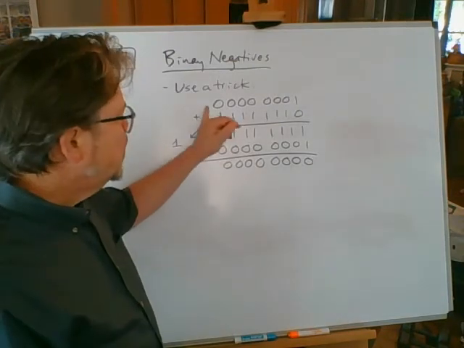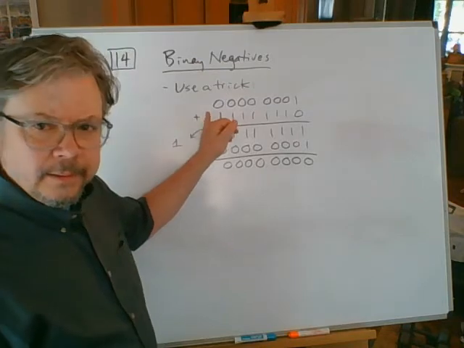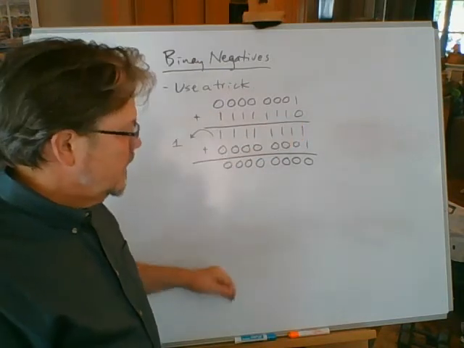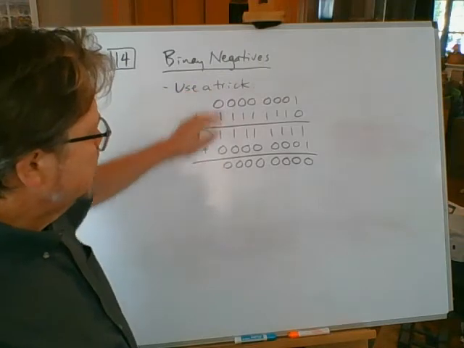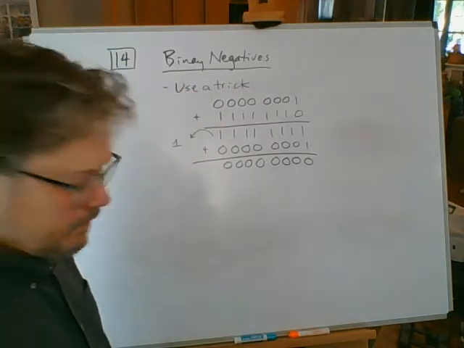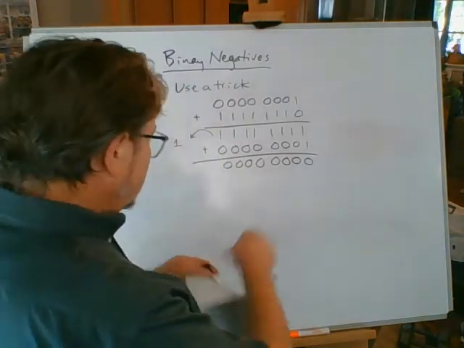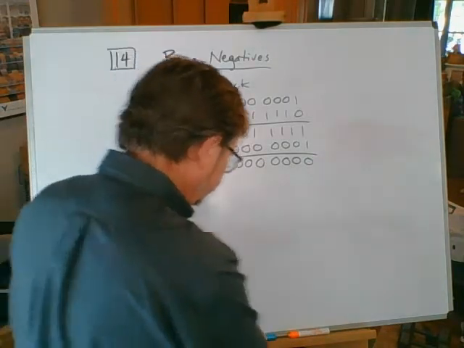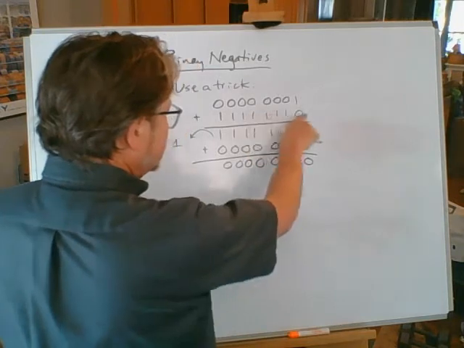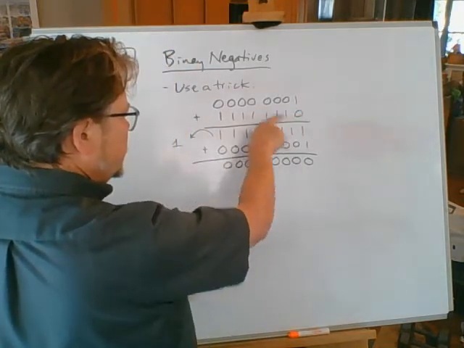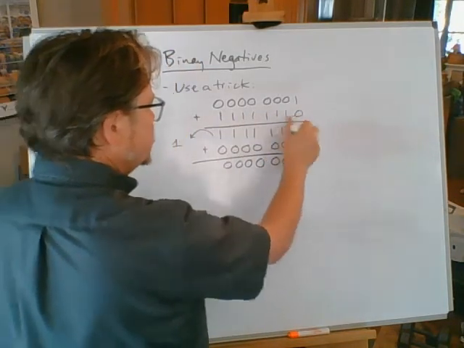Somehow or another, through all these contortions up here, I started with plain old 1. I wanted to get back to 0. I got back to 0, but good grief, look at all the pain and suffering we had to go through to get there. What did I do? Well, first of all, I flipped the bits. I started with solid 0s and a 1, and I flipped it so I got solid 1s and a 0.